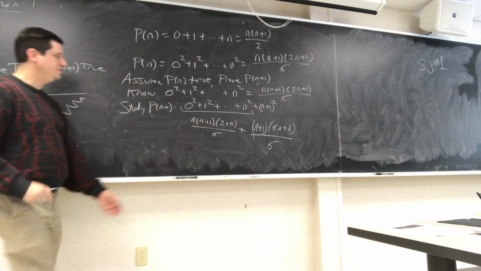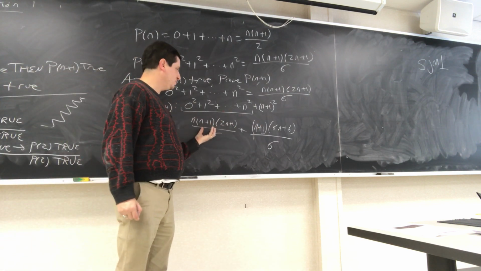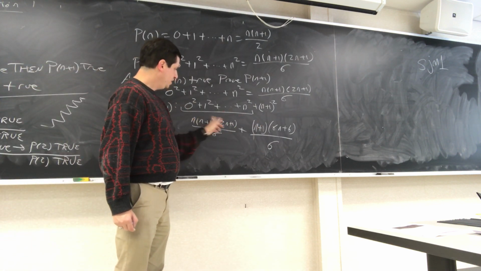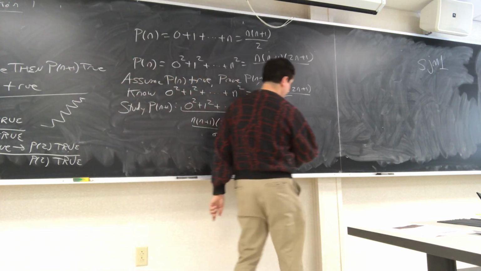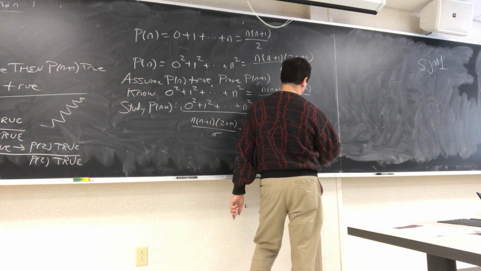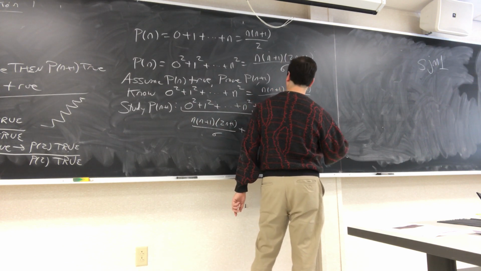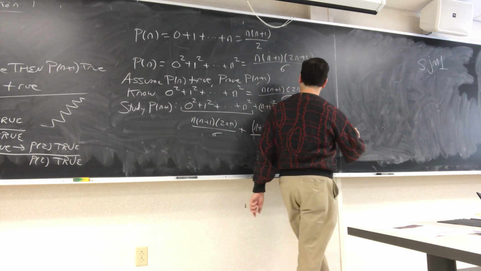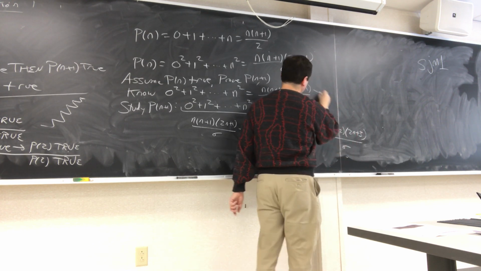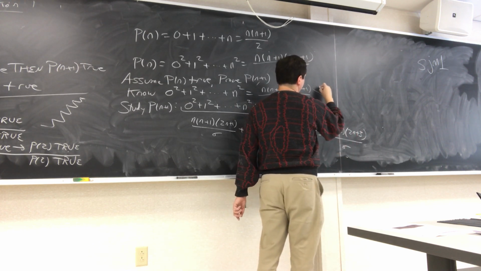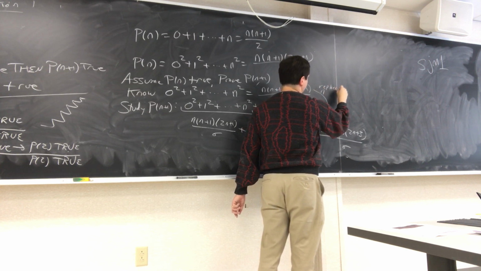I have n plus 1 squared. Oh, I have an n plus 1 over here. That's good. I can pull out the n plus 1. This has 6 as a denominator, so I'm going to write this as n plus 1, 6n plus 6 over 6. And now all I have to do is pull out the n plus 1 over 6. I take n times 2n plus 1 and I add 6n plus 6. And I check and see, is this the same as n plus 1, n plus 2, 2n plus 3 over 6? That's what happens when I replace n with n plus 1.